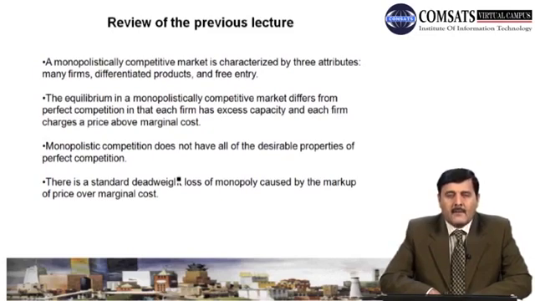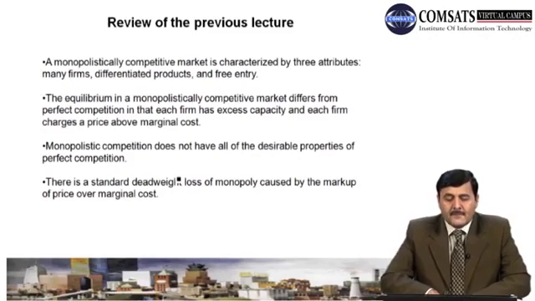And we said that it is a market structure characterized by three attributes. Number one, there are many sellers of the product. Number two, they sell differentiated products. And the third attribute was free entry and exit, so no restriction on the entry and exit of firms. So three attributes of monopolistic competition: many sellers, differentiated products, and free entry and exit of firms.